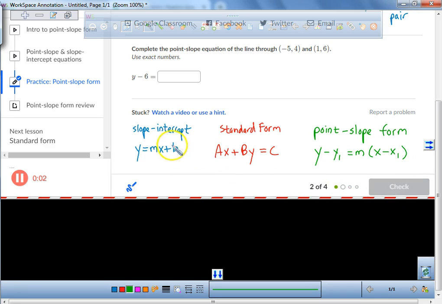So we have three different forms: slope intercept, standard form, point slope form. All three of these forms will be on your end of the year, end of course exam. So you got to be able to recognize which form that linear function has to be in. These are all lines. They all create lines.